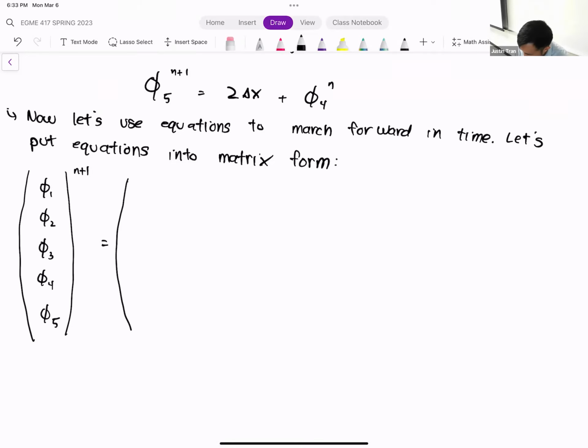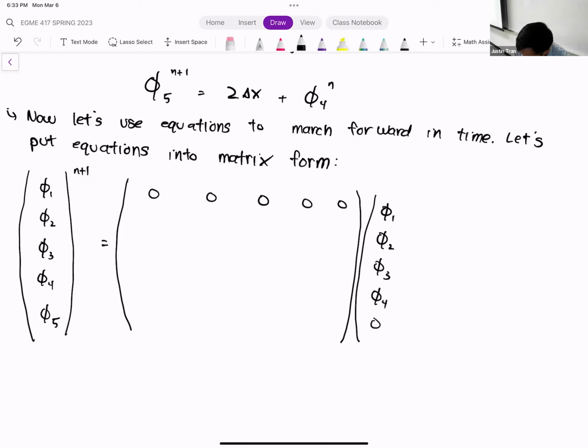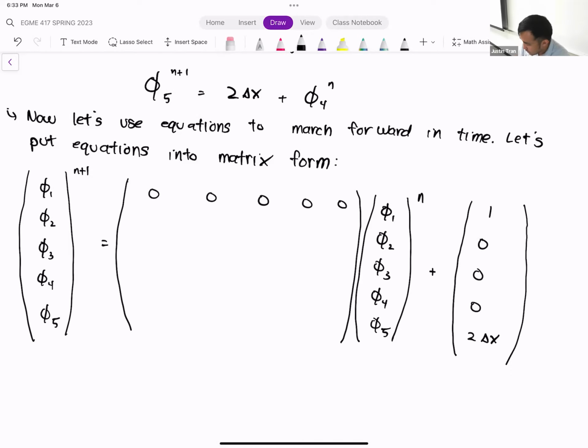This is going to equal a large matrix. The first row in the matrix is going to be all zeros. And this is going to be multiplied by phi1, phi2, phi3, phi4, phi5, all of these at time step n. Plus, we have kind of an extra vector here. Usually this extra vector has to do with the boundary conditions and the source terms. And so for this particular problem, we have 1, 0, 0, 0, and 2 delta x, which we can plug in now, because delta x we know is 0.25. And so 2 times delta x is going to be 0.5.